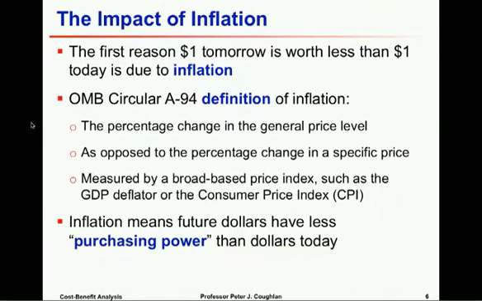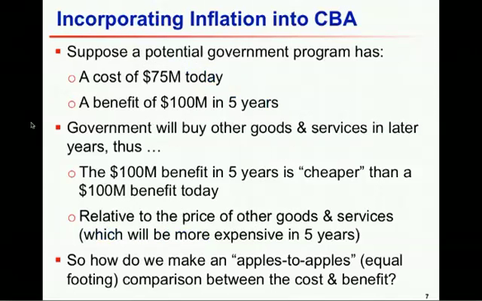And therefore, because you'll be able to buy less with dollars that you forego in the future, or dollars that you either spend or receive in the future, those dollars in the future are worth less because they can buy less. So the idea is, how do we incorporate that into cost-benefit analysis?